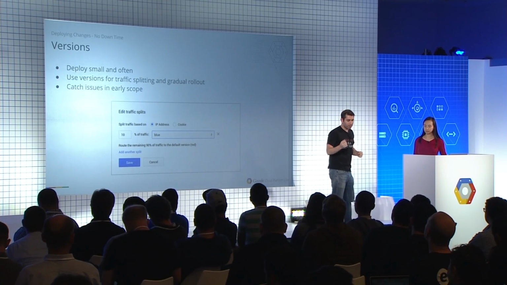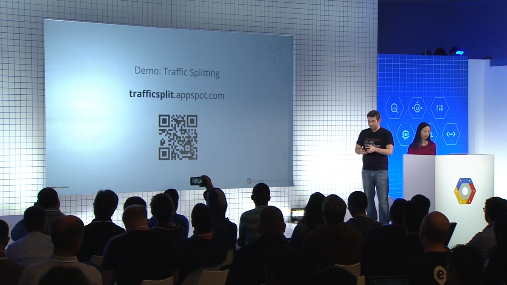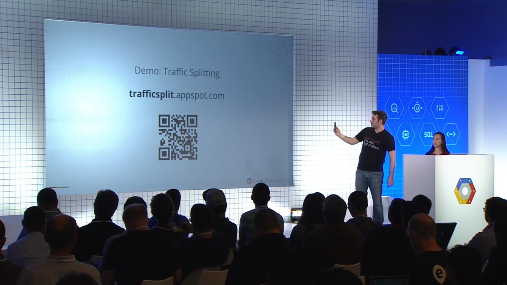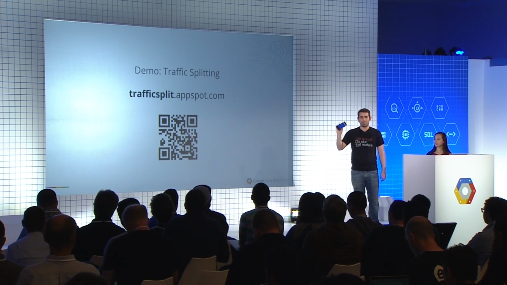So let's do a quick demo. There's a QR code here. If you guys have a phone, I'm actually going to try this too. You can scan this or go to trafficsplit.appspot.com. So it brings up that URL. And then if you load it up, it should be one of two colors. For now, you should all see it be blue. And then I'm going to pull up and show you how we can actually do some live traffic splitting.